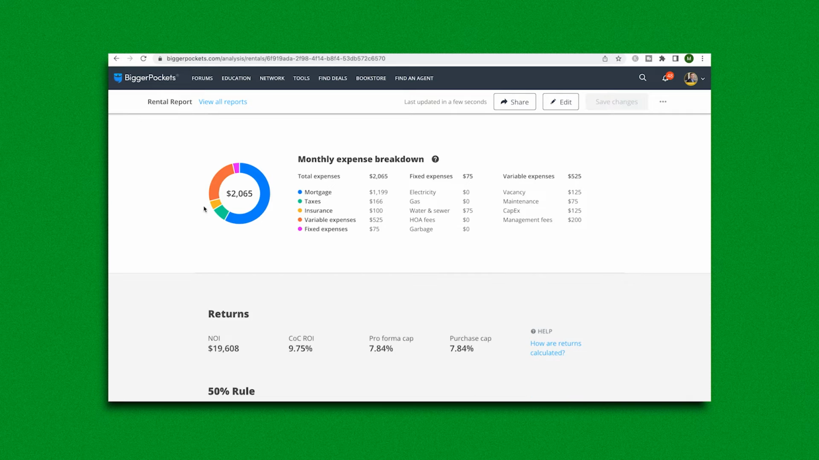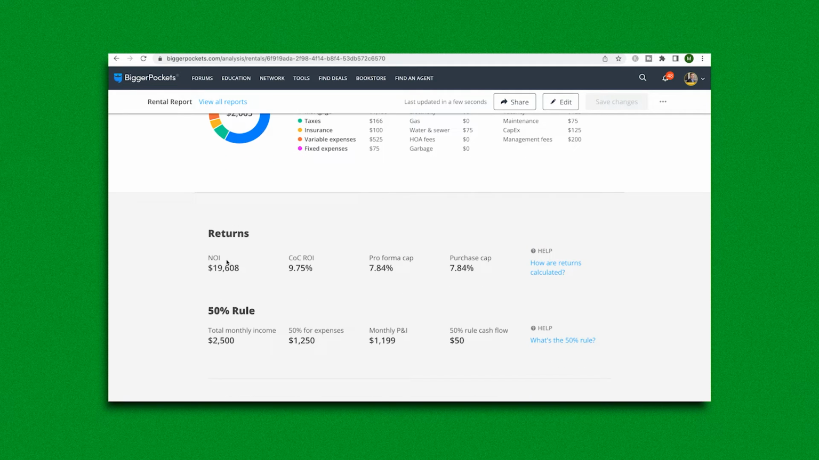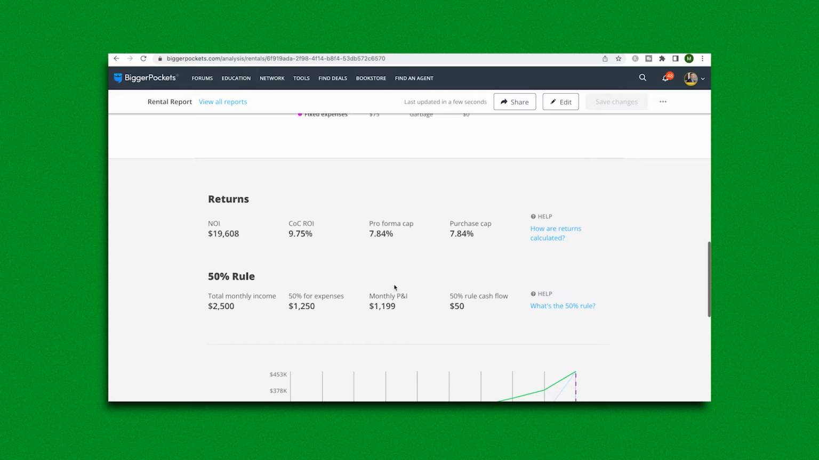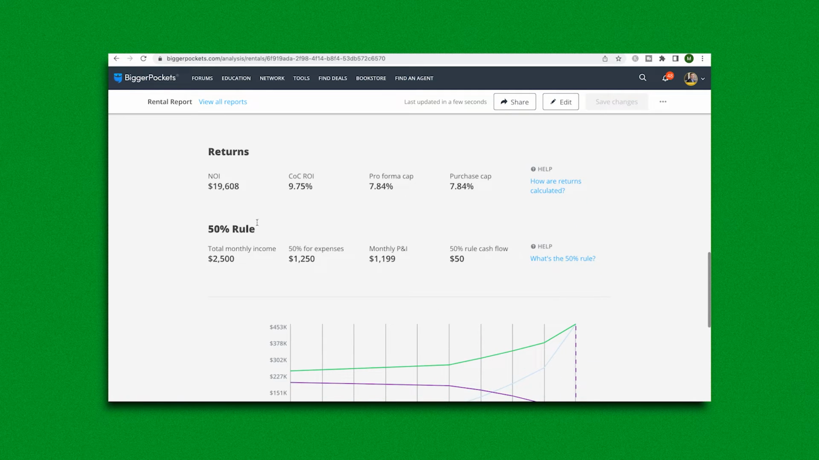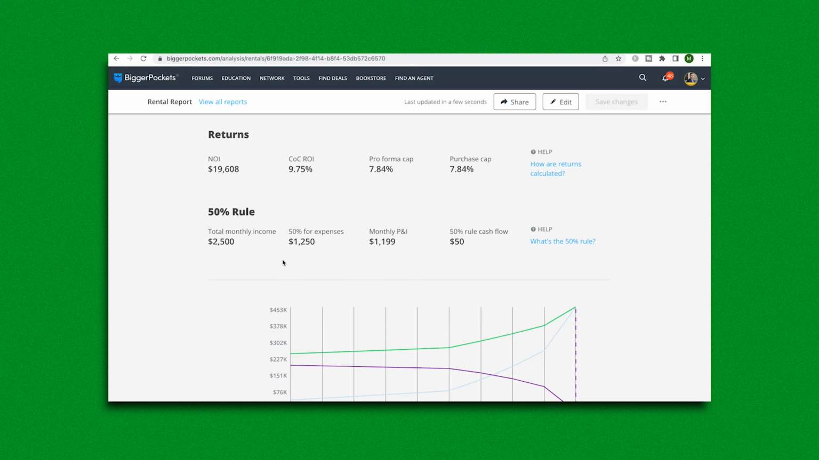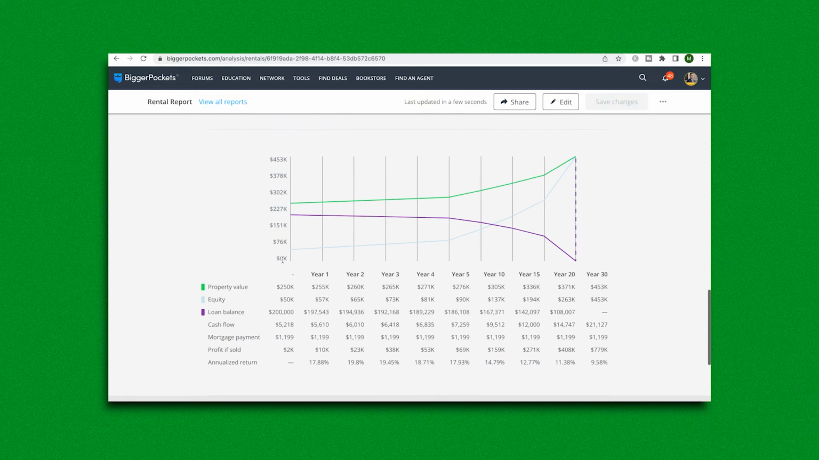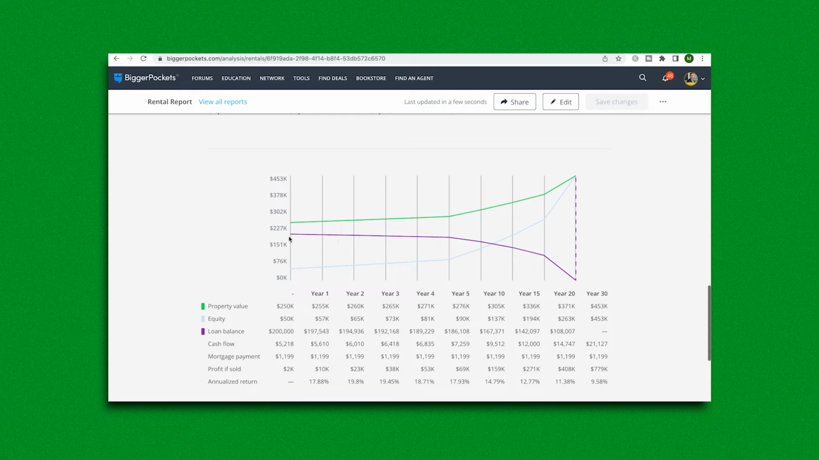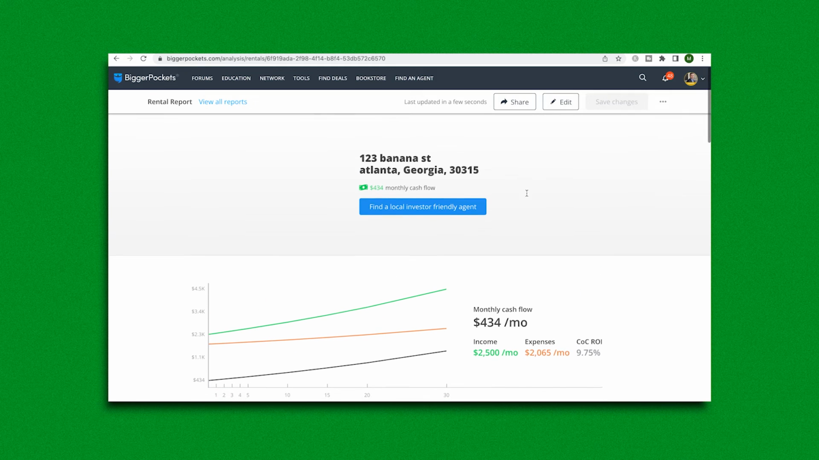So yeah, you can see your entire expense breakdown, net operating income, cash on cash return, your pro forma cap rate. Investors may ask you about that, and you can give it to them. 50% rule, that's just dividing everything to make sure there's a lot of cushion there. But what's really cool is you can see over time how the property will perform, and you can even kind of figure out when the best time to potentially exit it is. All right, so that's a rental.